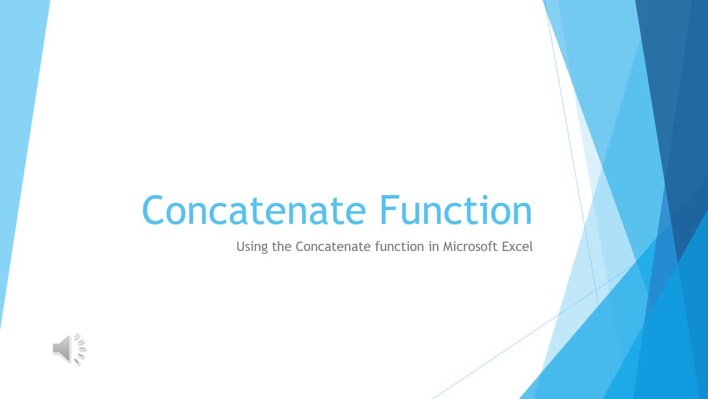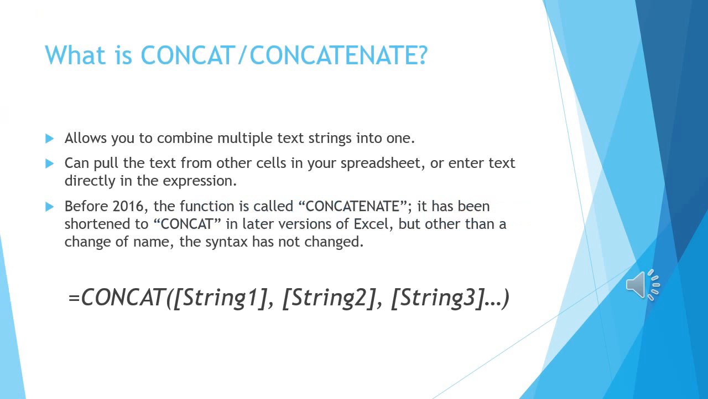This tutorial is intended to teach you how to use the concatenation function in Microsoft Excel. It is intended for archivists at LabKeeper, but should be useful for anyone who wants to add another trick to their Microsoft Excel toolbox. What is the concat or concatenate function, and what does it do? Concatenation allows you to combine multiple text strings into one. You can pull the strings from other cells in your worksheet or enter text within the expression itself.